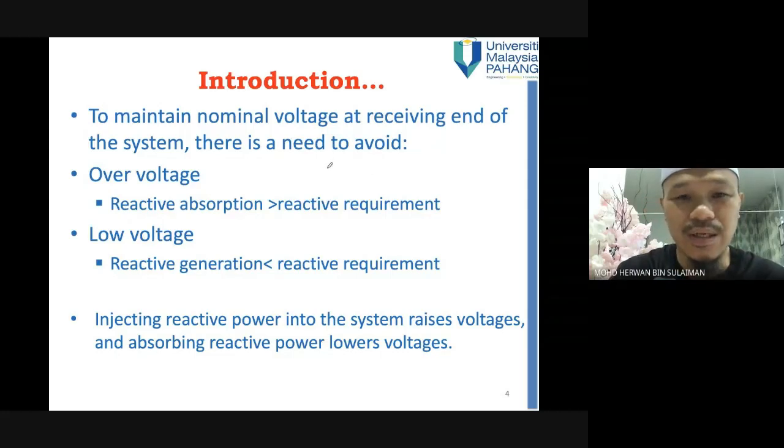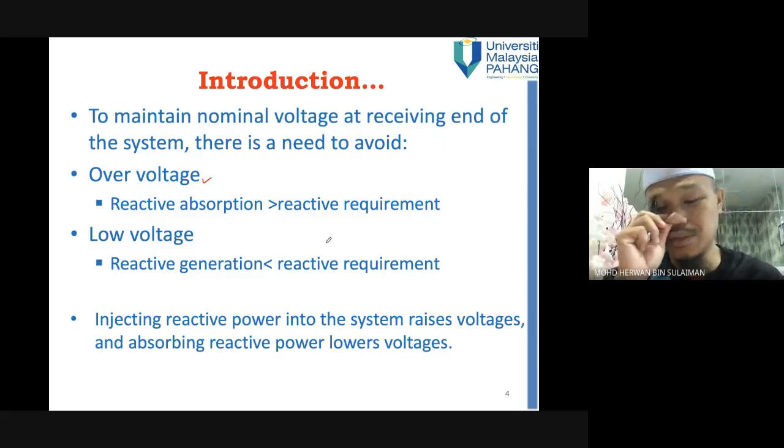So you have the sending end, which normally will be slightly higher compared to the receiving end due to the loss. But we want to maintain the voltage at the receiving end. But we need to avoid the over voltage, meaning that your reactive absorption is more than your reactive requirement. And the low voltage, where your reactive generation is less than the reactive requirement.